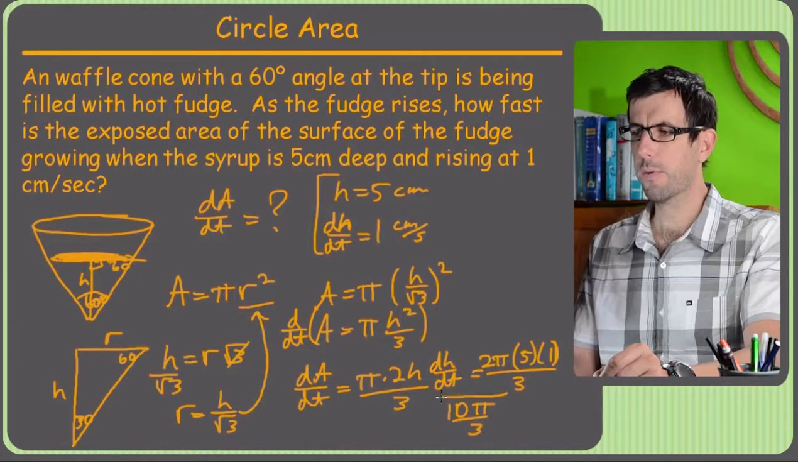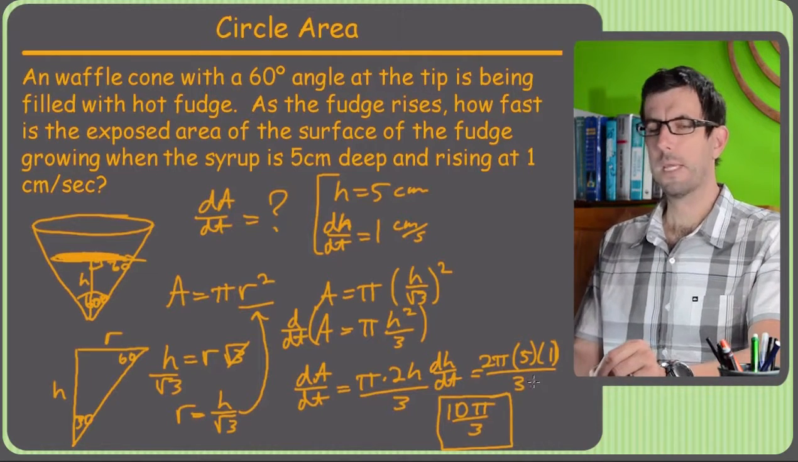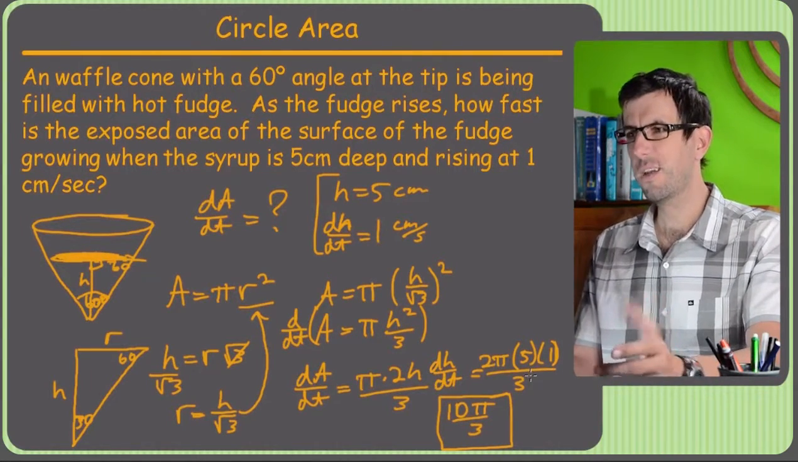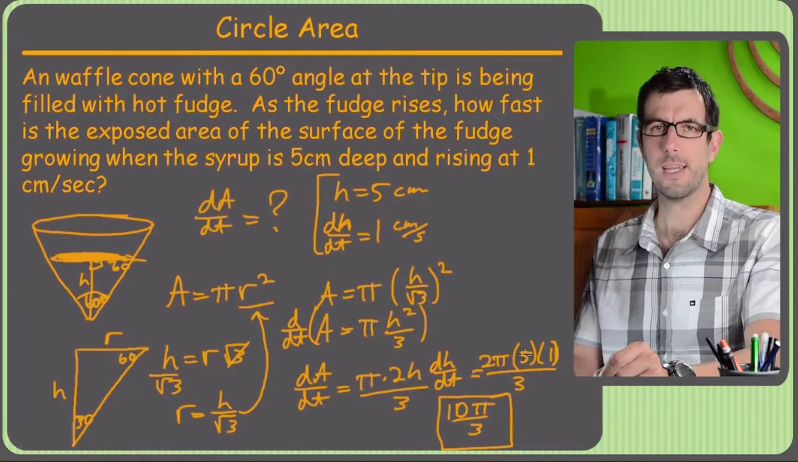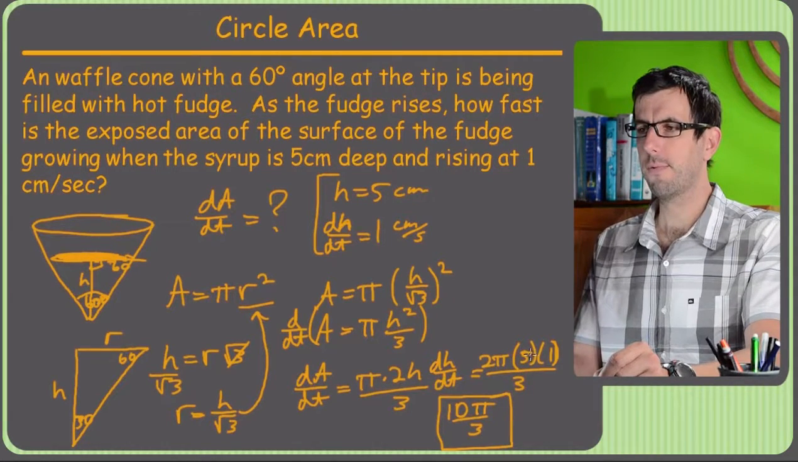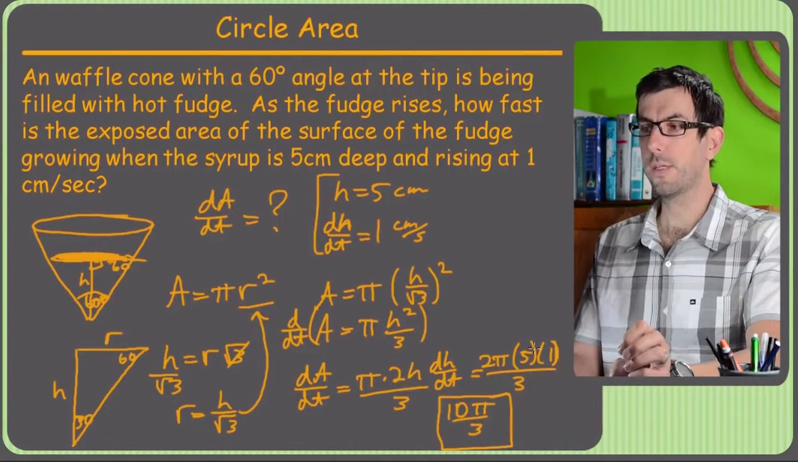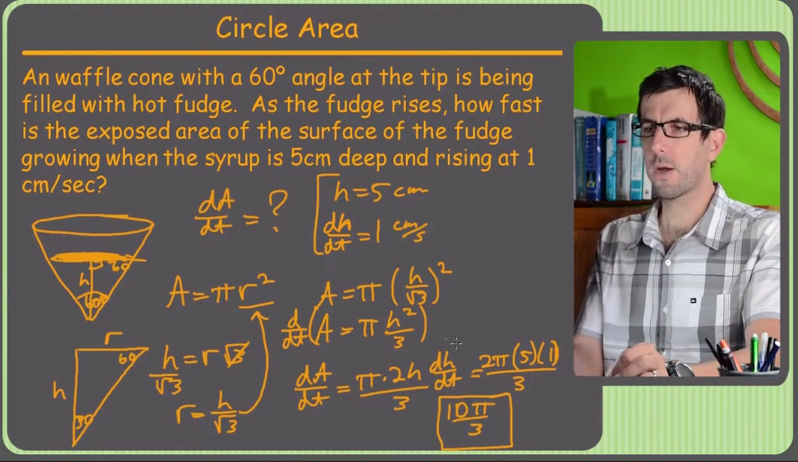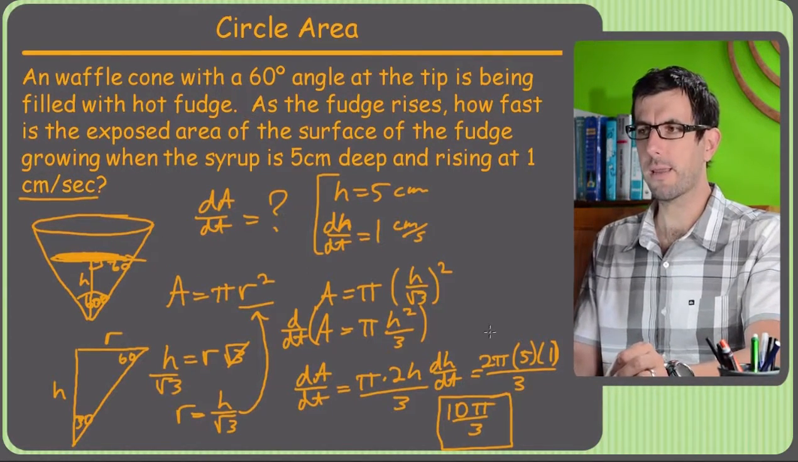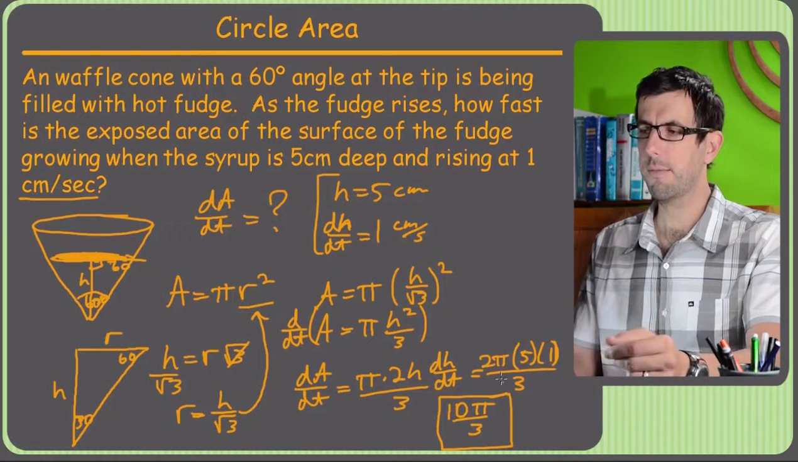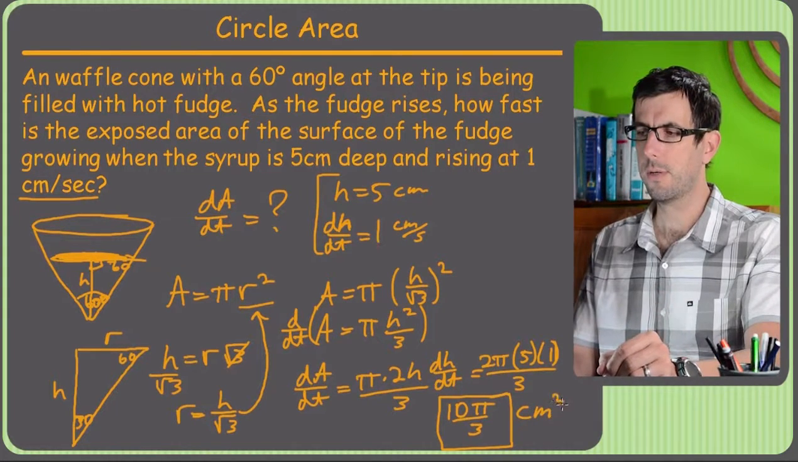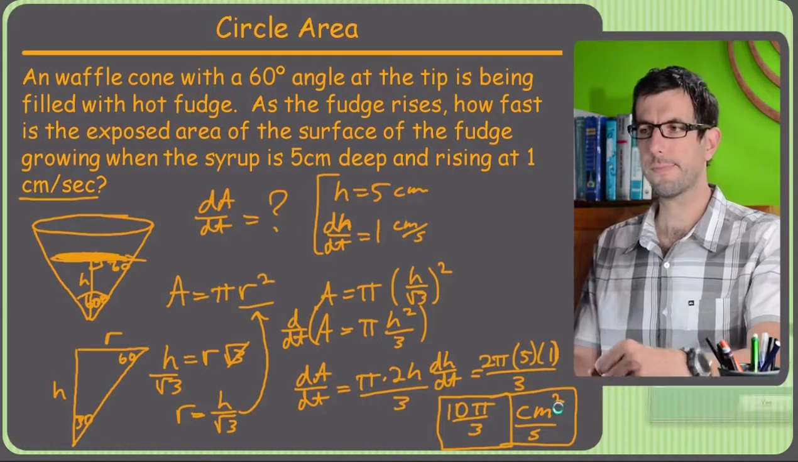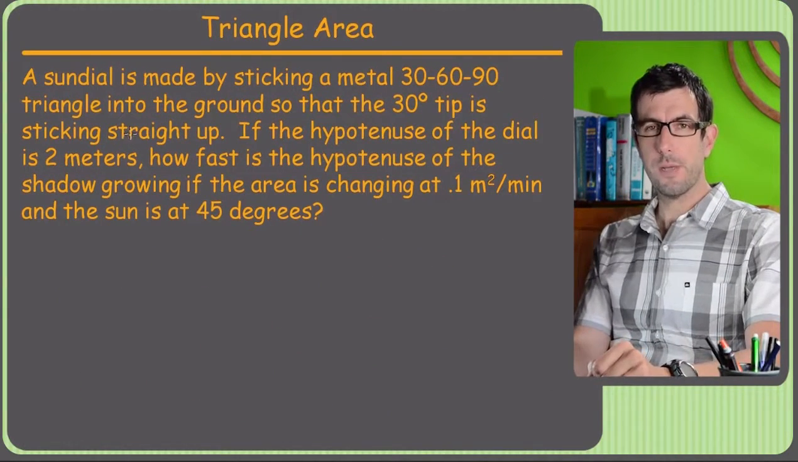So we won't even bother plugging that into a calculator because it's already a nice, round looking kind of trigonometric number. And then what do we want to know? Hey, what are the units? Looks like our units here are centimeters per second, but since it's the rate of change of area, it must be square centimeters per second. Alright, cool beans. Alright, last one, we got a sundial.